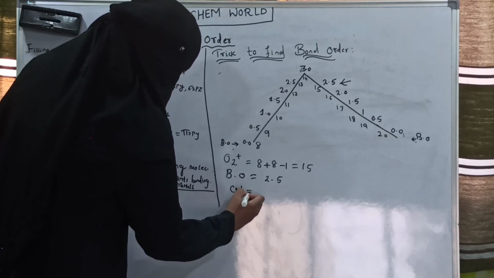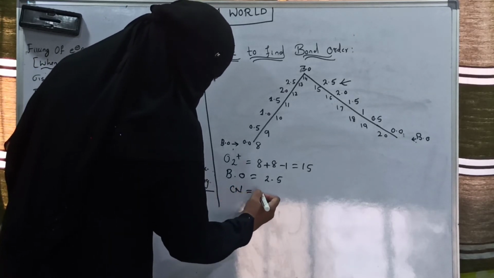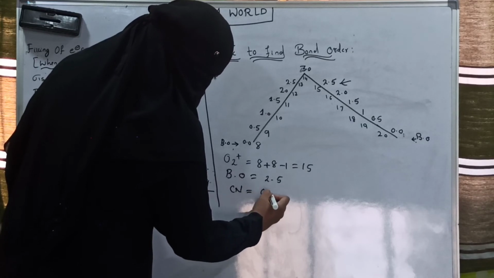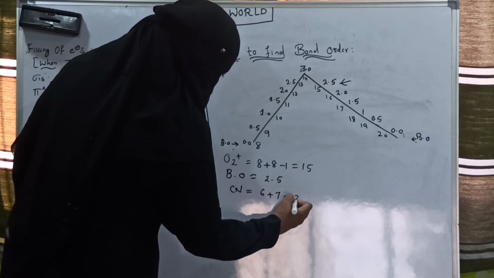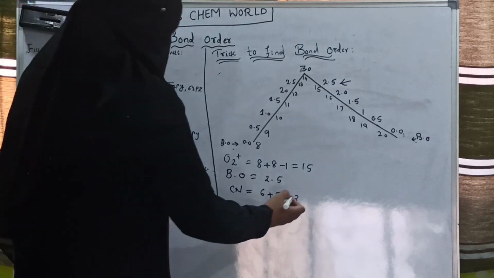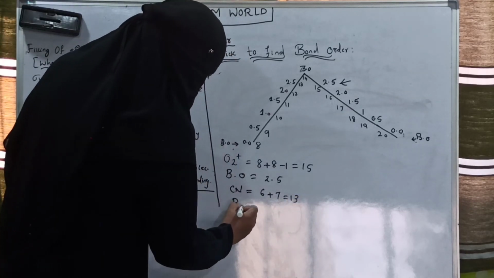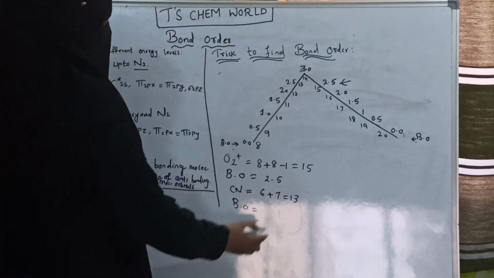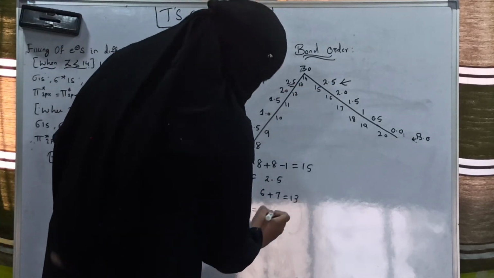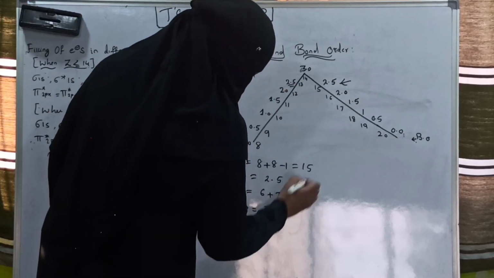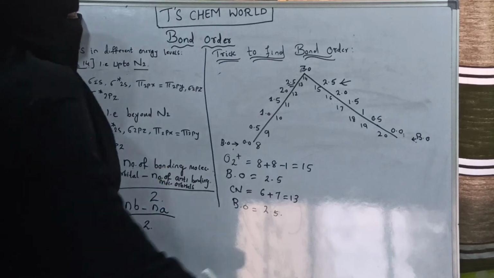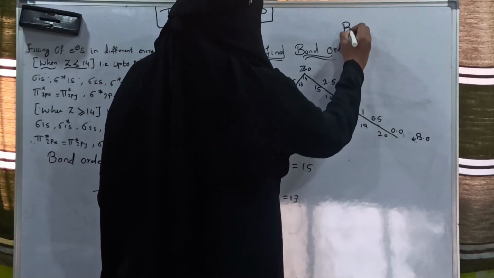Again for CN. For CN, carbon 6 plus 7 equal to how much? 13. And for 13, the bond order is how much? 2.5.